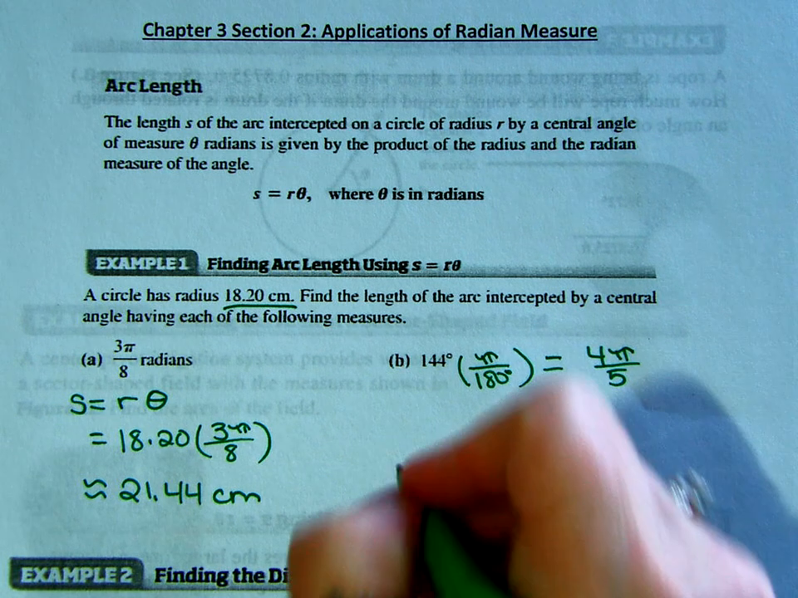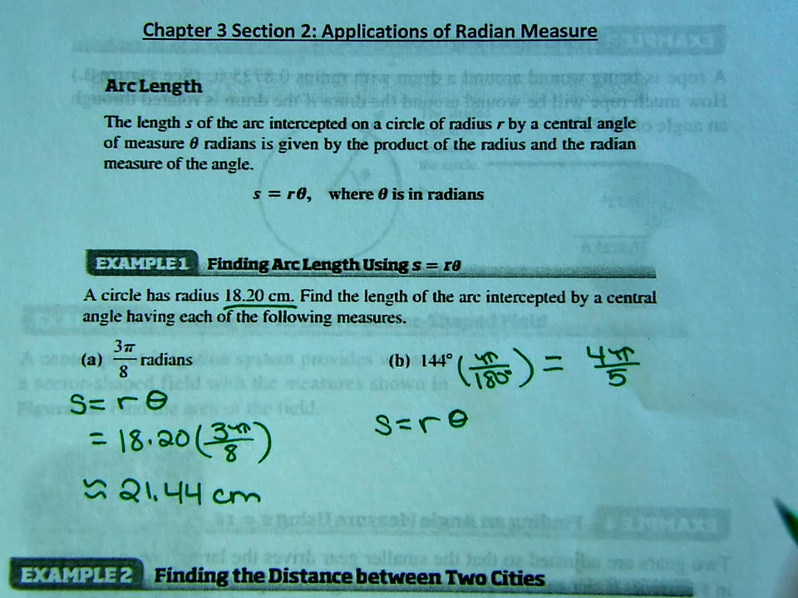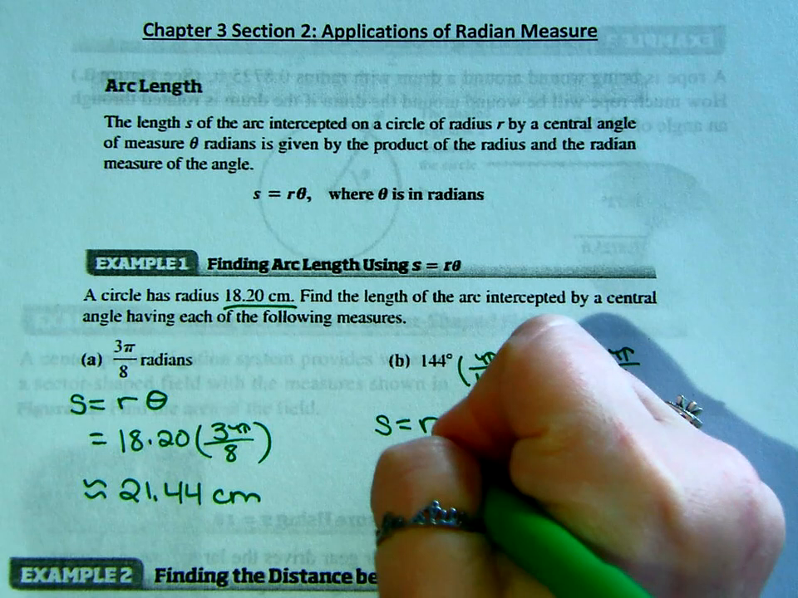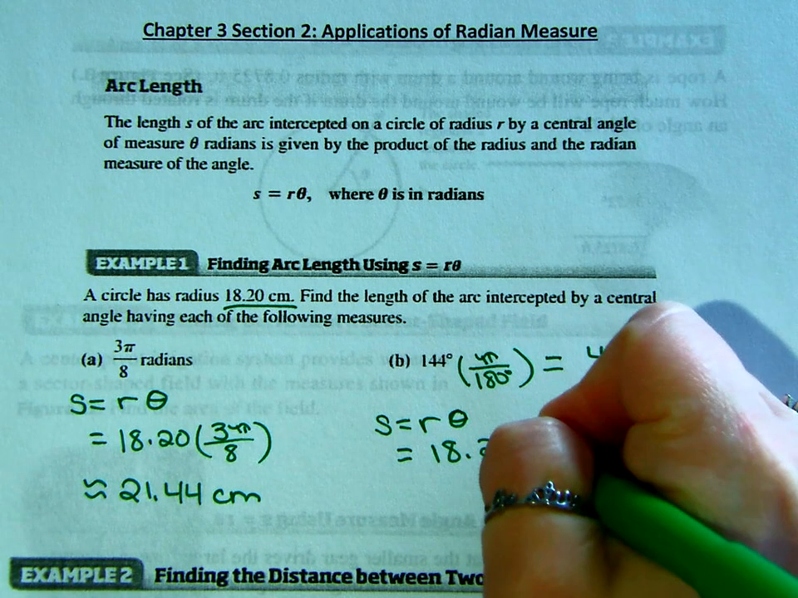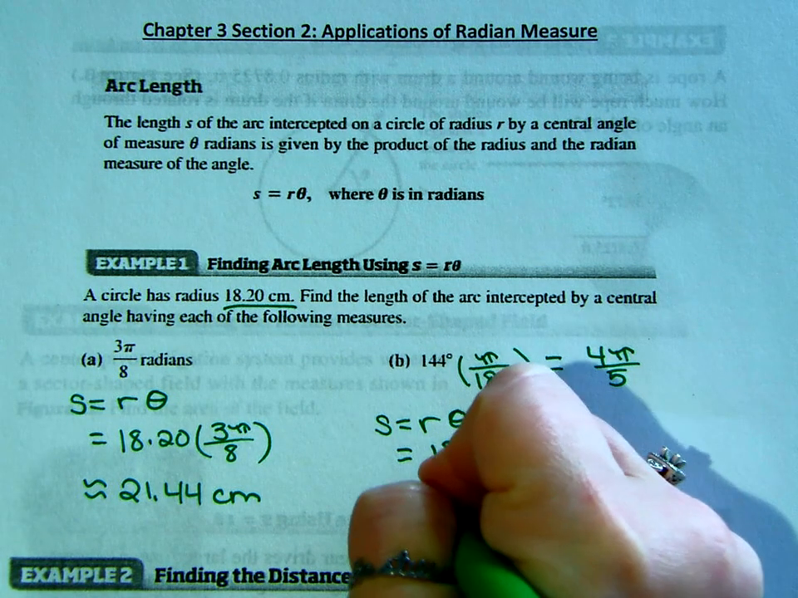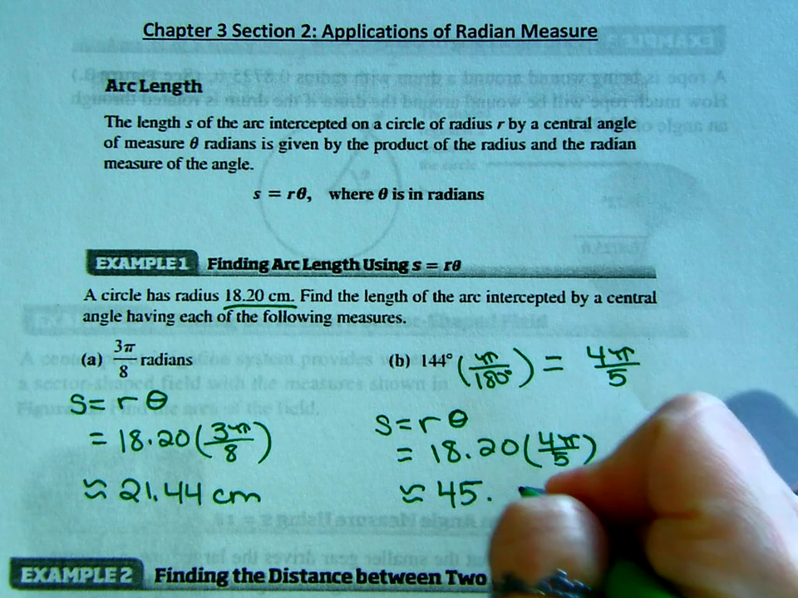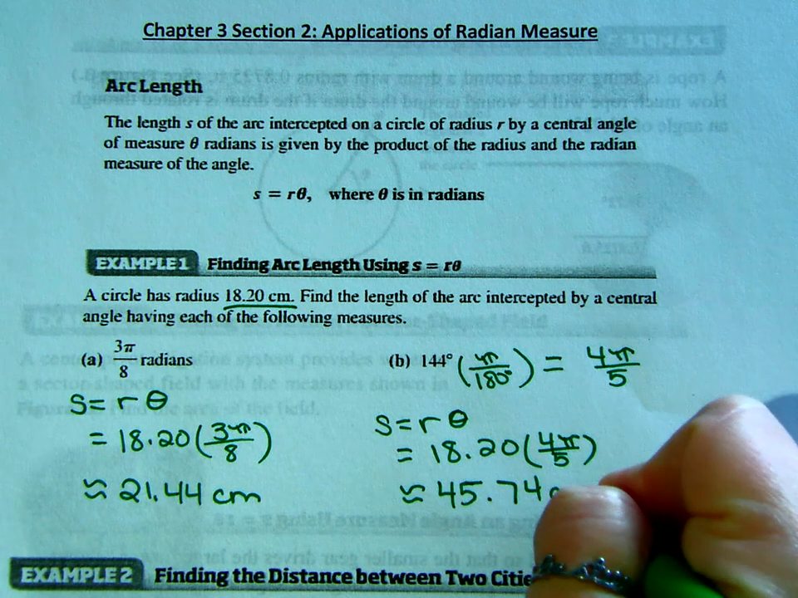So again, though, we're doing the same process. The arc length is the radius times theta, now that we have theta in radians. So we're going to take 18.20 times 4 pi over 5, which is approximately 45.74 centimeters.